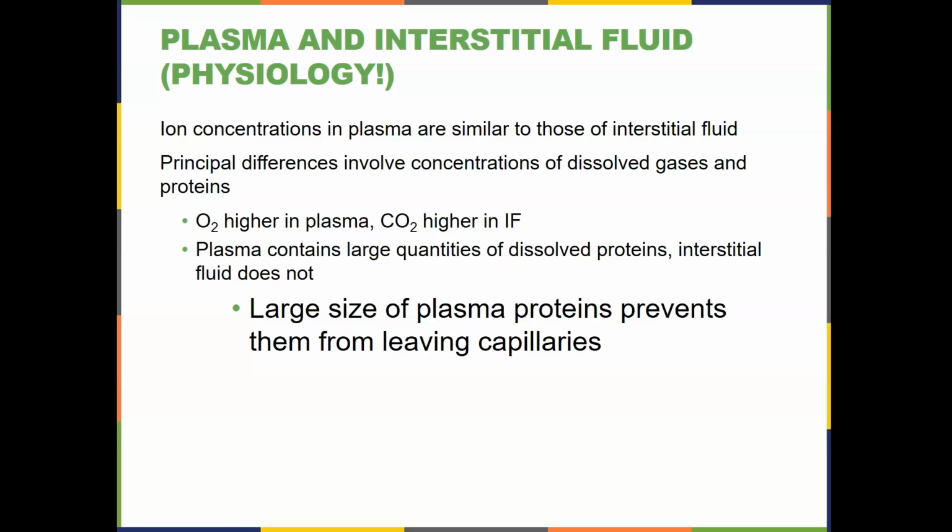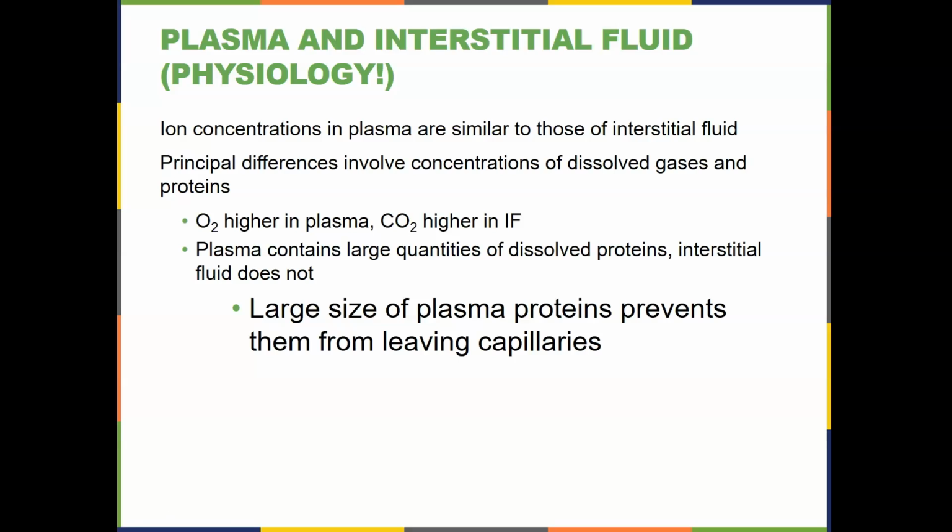Okay, let's talk a little bit more about plasma. Plasma is actually, when it leaks out of the blood vessels, it becomes interstitial fluid. So the ion concentrations in plasma are really close to what you're going to find in the interstitial fluid between the cells. The big difference is going to be in the amount of oxygen and CO2 that you find in plasma versus interstitial fluid. Because plasma is floating around in the bloodstream, that means that plasma is exposed to the lungs pretty often. And so that brings more oxygen into plasma.